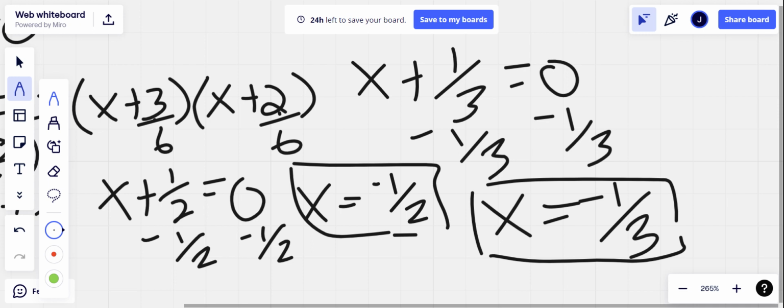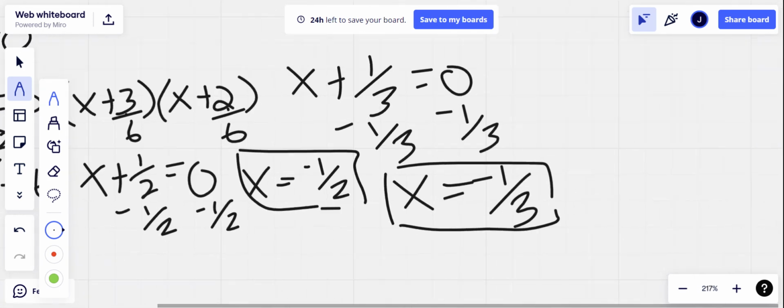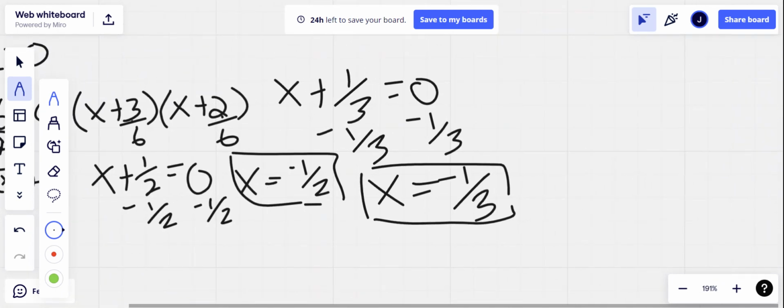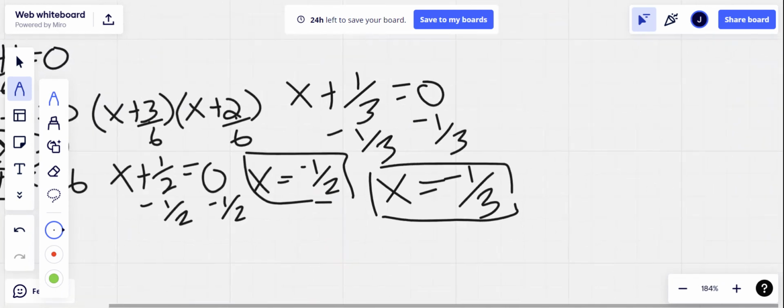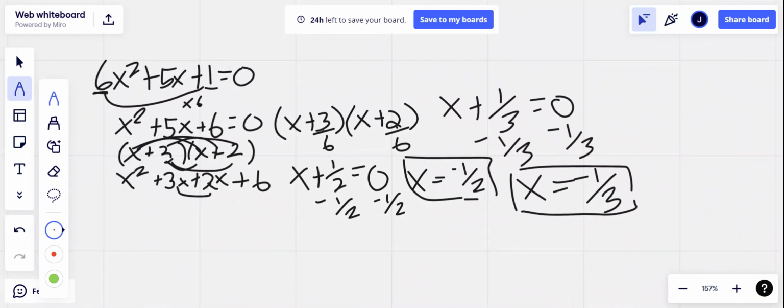So these two are where your parabola is going to cross the x-axis, right? Negative 1/2 and negative 1/3, those are your x coordinates. And negative 1/2 and negative 1/3 should be one of the answers on your main sheet, so that one's given for you. So we have all of that work.